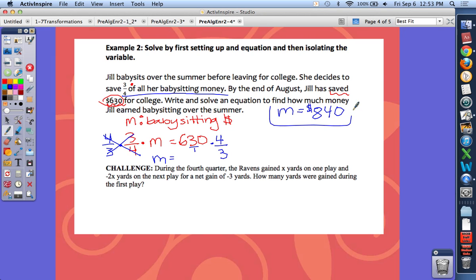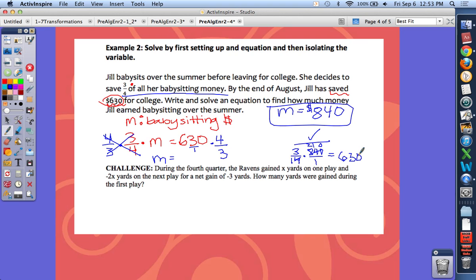I hope so. Let's do a quick check on your calculator. Find 3/4 of 840. 3/4 of $840. Well, I could reduce this 4 and 4. I can take a 4 out of both of those. That leaves, excuse me, 210. And then multiply straight across, and I get that 630.